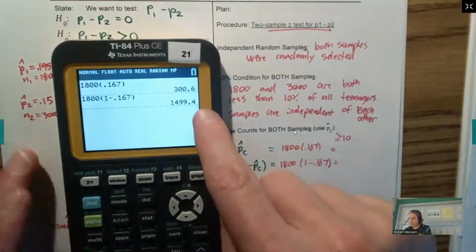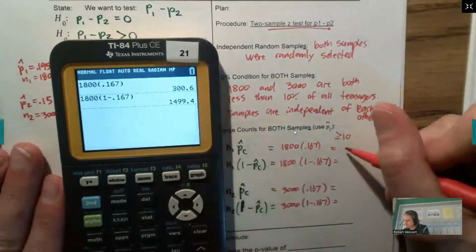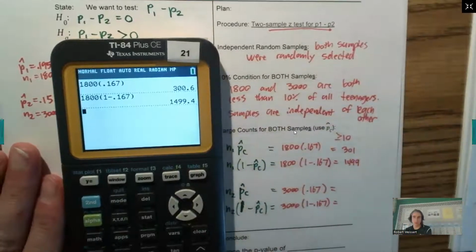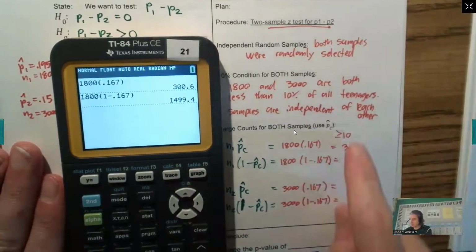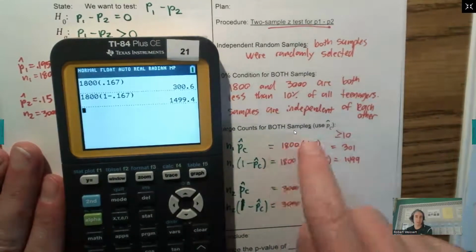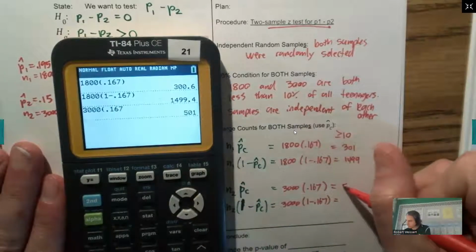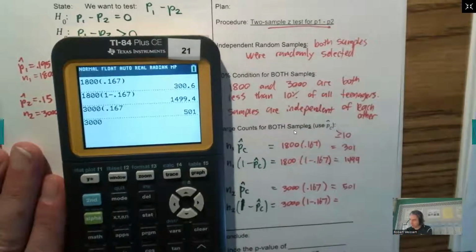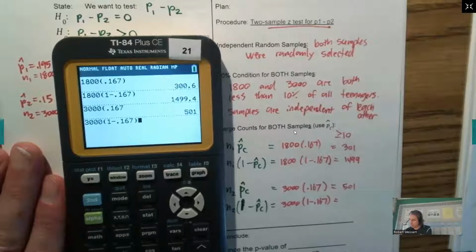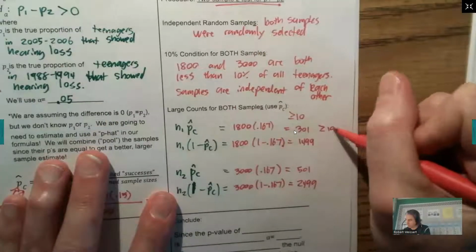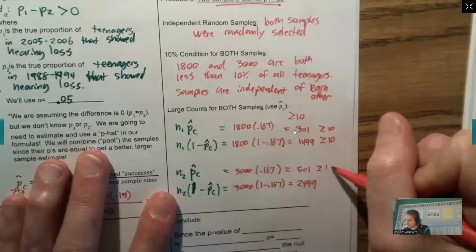And you'll notice that's going to be about 301 and 1499. I'm just going to round, but you can use the decimals or 300 and something. It's not a big deal as long as you're getting numbers consistent with what you're using here. And you're going to go down here and do the same thing. So 3000, 0.167, 501, and 3000 times 1 minus 0.167. And there's your 24.99. Plenty big enough to use a normal curve around there. So we are good to go in that regard.